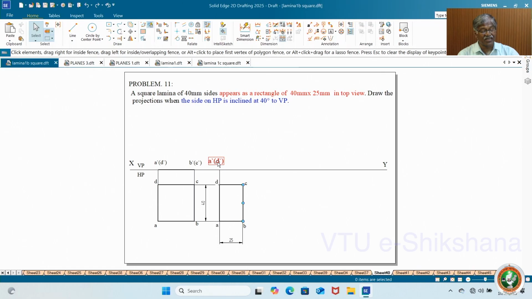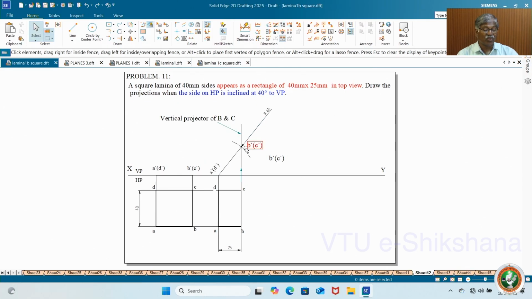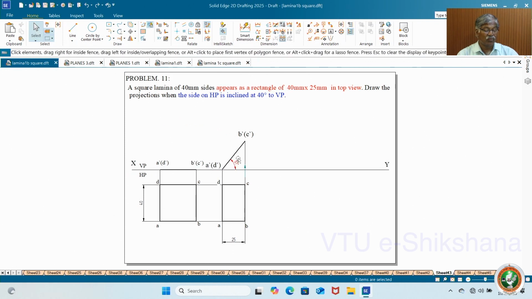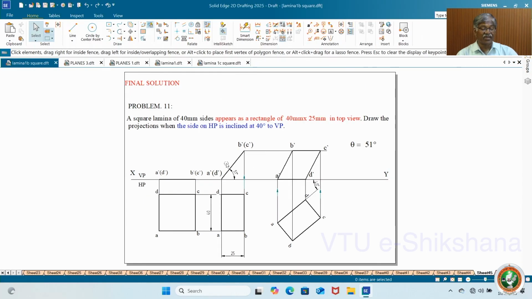Then AD is the fixed edge, and about that you have to rotate. Get the vertical projector of BC. Then take this front view length as radius, with AD as center, and draw an arc. You will get the point. I have shown you 40; actually, the front view length is 40 because the side is 40. This is the standard position. Now this is the second figure. When it is inclined to HP, you get the apparent shape. That is given. That only we have started with, and then got the inclination. Now you have to move and rotate this, then project and get the final figure.